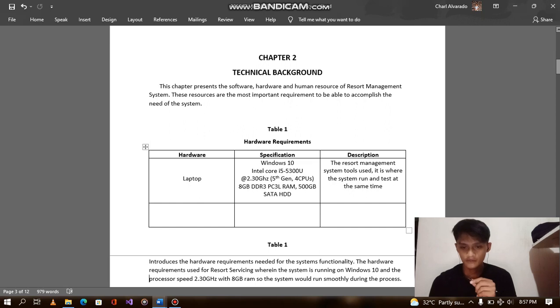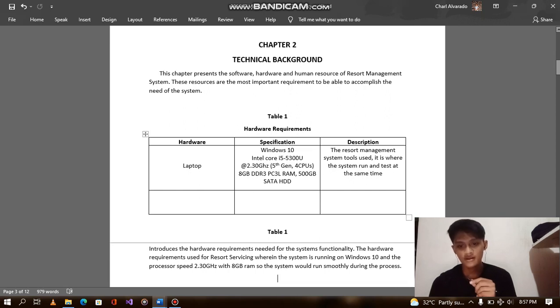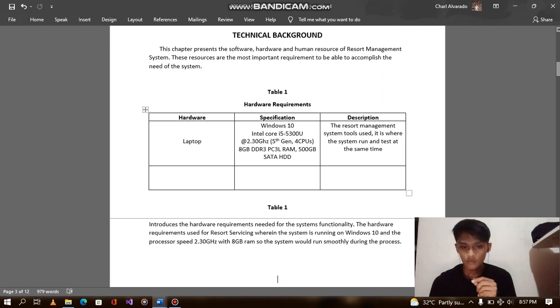Chapter 2 Technical Background. This chapter presents the software, hardware, and human resource of the resort management system. These resources are the most important requirement to be able to accomplish the need of the system.